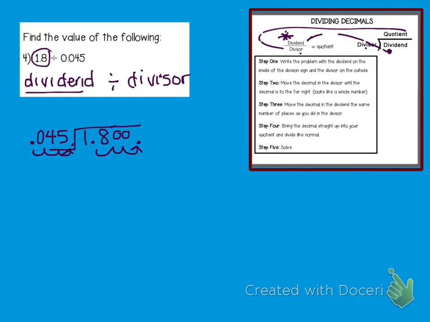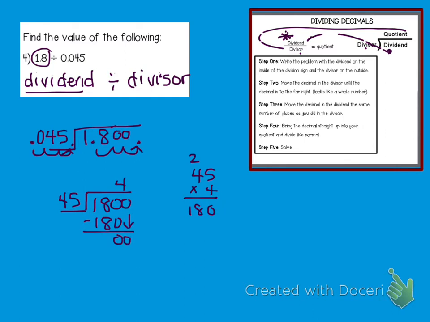Okay, I always like to rewrite my problem. This is a lot going on already, so I just clean it up by saying 45 divided into 1800. Okay, we said 45 times 4. 5 times 4 is 20. 4 times 4 is 16 plus 2 is 18. So 45 goes into 180 4 times. And then we have 0, so we have to bring it down, and 45 goes into 0 0 times. So our answer here was 40.